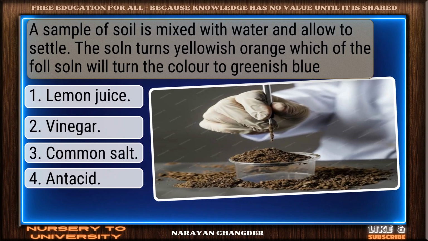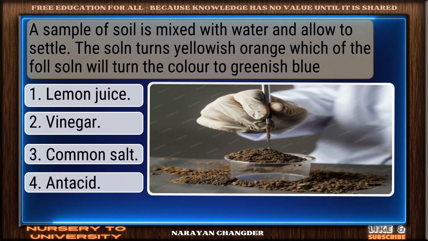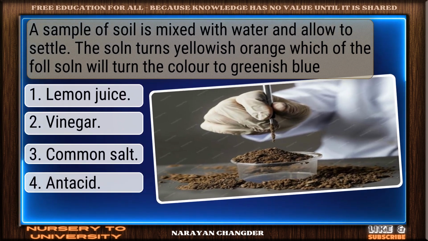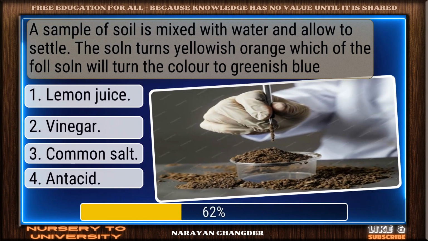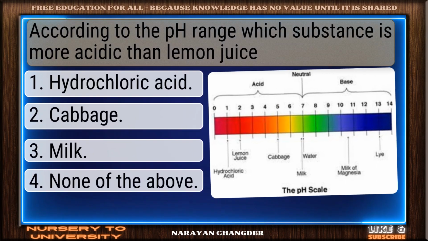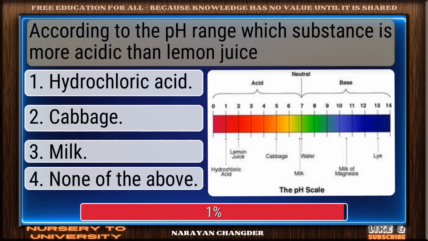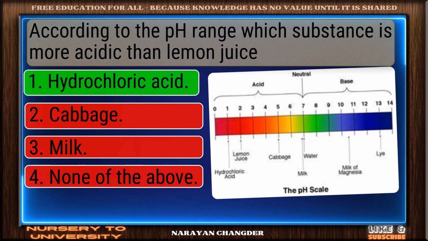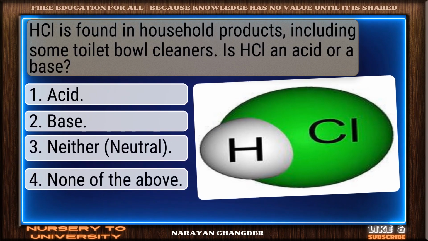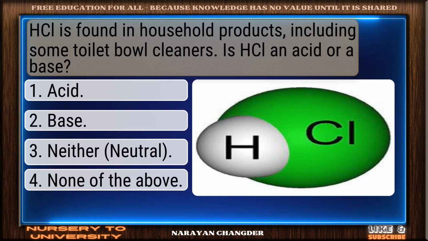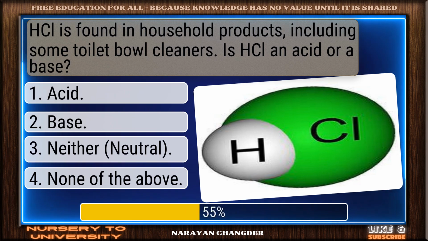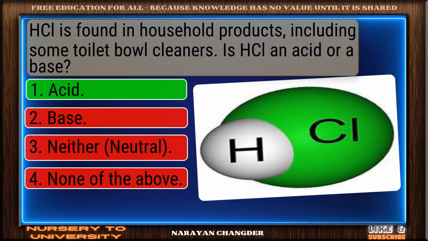A sample of soil is mixed with water and allowed to settle. The solution turns yellowish-orange. Which of the following solutions will turn the color to greenish-blue? Smart pick. Antacid is correct. According to the pH range, which substance is more acidic than lemon juice? Well reasoned. Hydrochloric acid is correct. HCl is found in household products, including some toilet bowl cleaners. Is HCl an acid or a base? Strong choice. Acid is right.